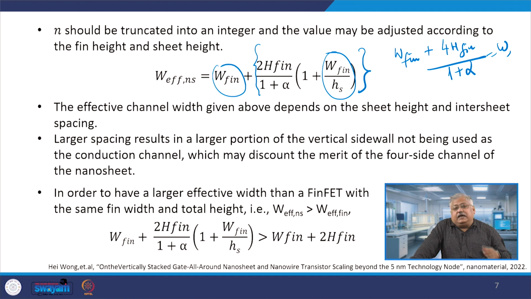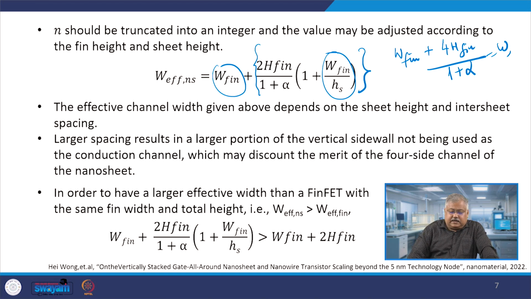Whereas, if it is highly rectangular in nature, then HS will be very small as compared to W fin, right, and therefore this quantity will be relatively larger, W effective NS will also be large, that is expected. Therefore, having a highly rectangular shape will lead you to a larger value of effective nanosheet width.